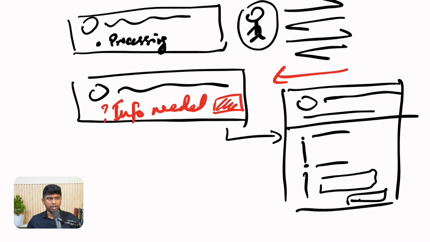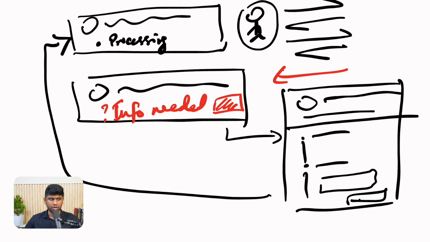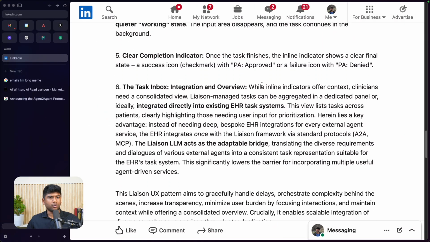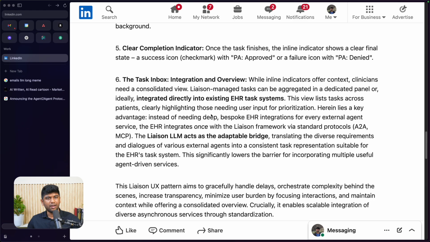So again, we come back, and then it goes back to this particular state. So the task inbox, integration and overview. While inline indicators often offer context, the clinicians need a consolidated view. Liaison managing tasks can come in your inbox. It can show which things require attention, right?